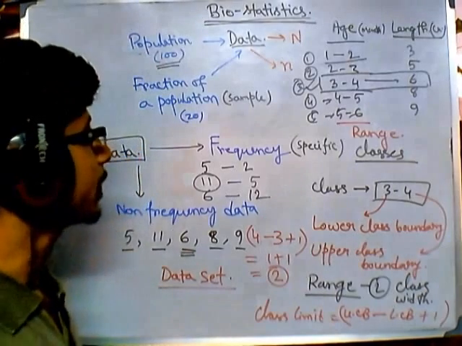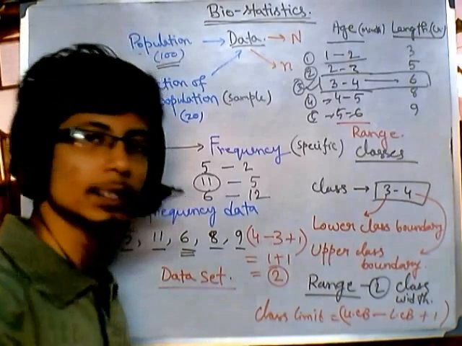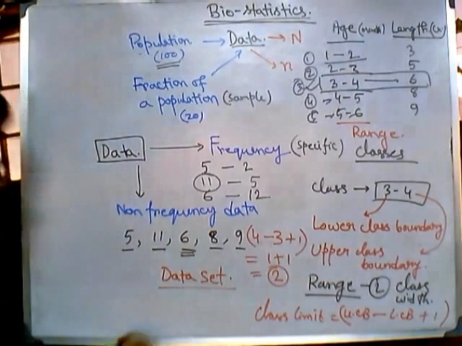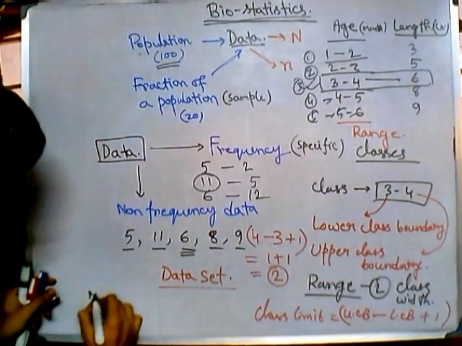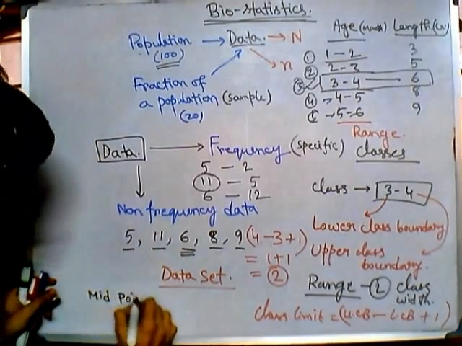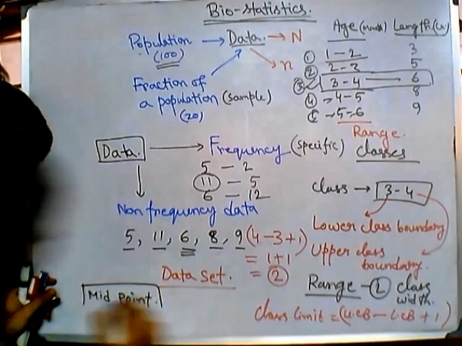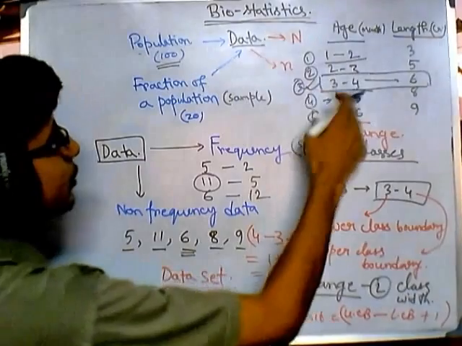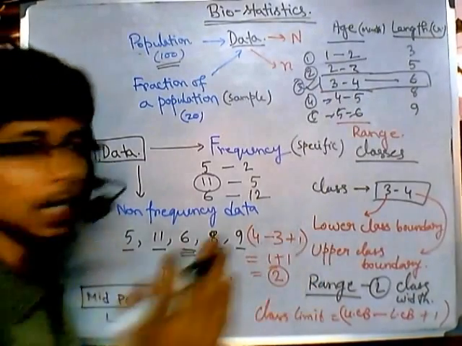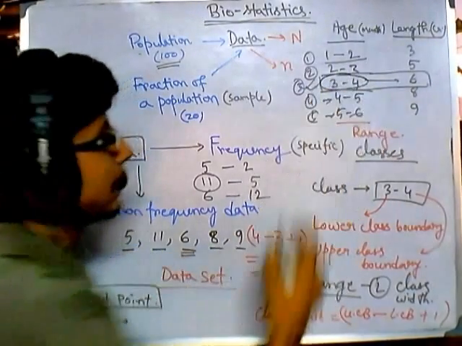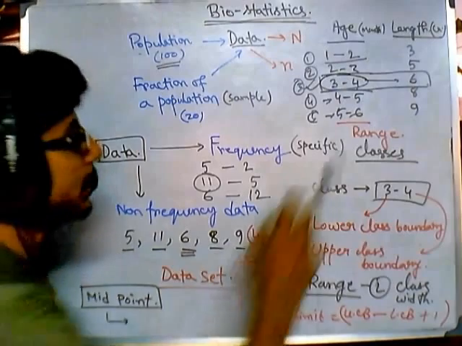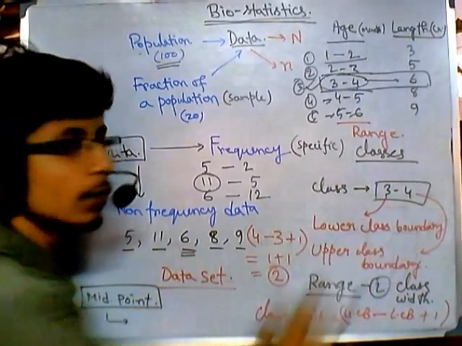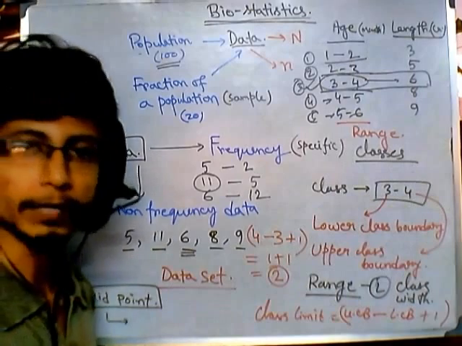Another important parameter and nomenclature I want to tell you about is the midpoint. As the term suggests, it is called midpoint. Midpoint means, when you get this kind of grouped data, like here the classes 3 to 4, 4 to 5, the middle of each of these classes is called the midpoint. So in this case, class 3 to 4, what is the middle of this 3 to 4? It is simply 3.5.